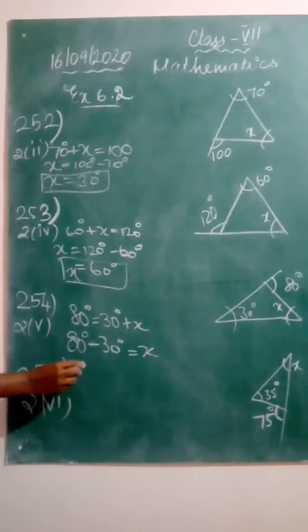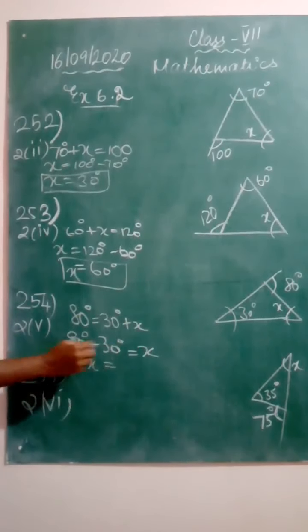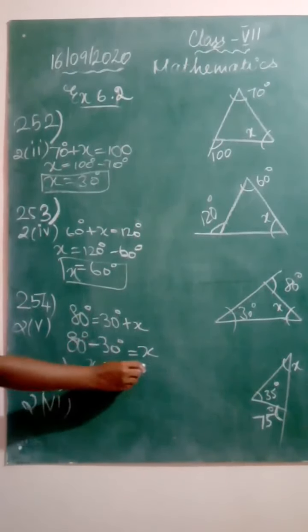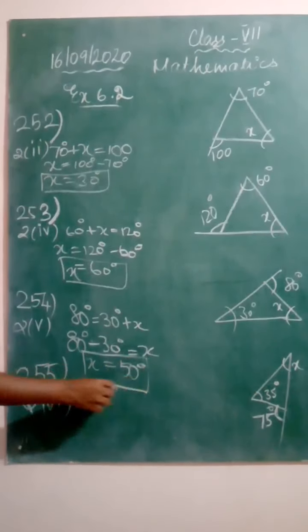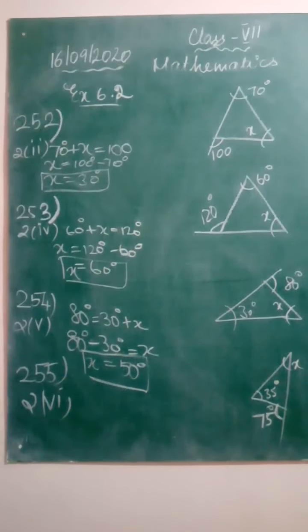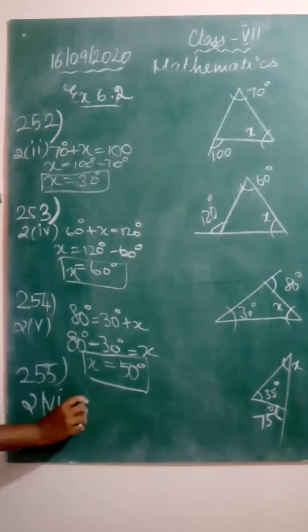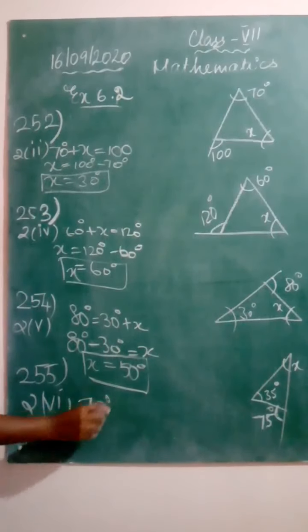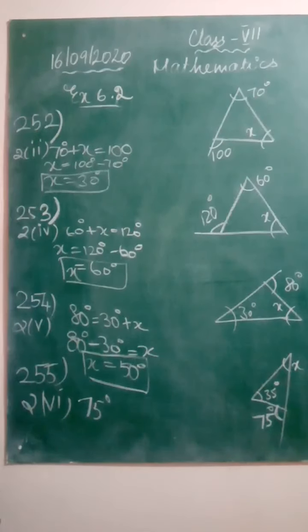Okay. So here the value of x is 80 minus 30, which is 50 degrees. Okay. Coming to the sixth subdivision. Here we have 75 degrees as the exterior angle.